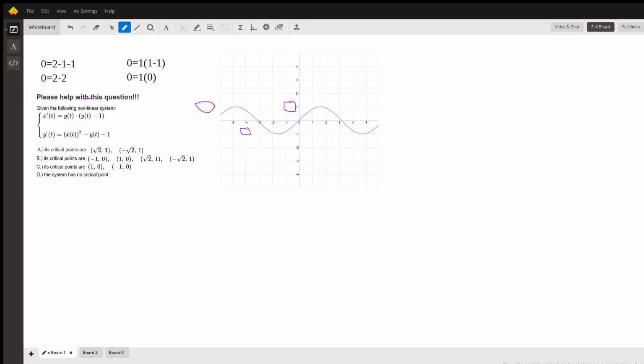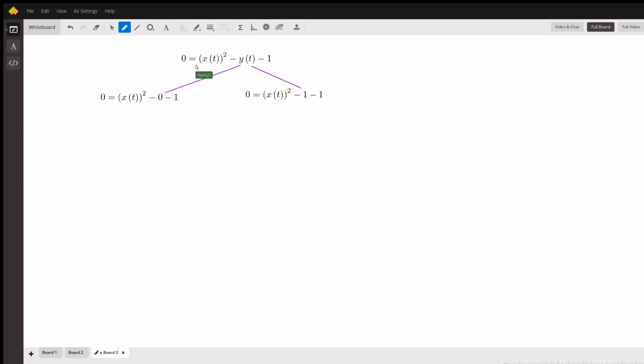When we get to our second equation, we have a little bit of a trick there. Y prime of t equals x of t squared minus y of t minus 1. So we have both x of t and y of t in this equation. When we plug in 0 for y prime of t, we still have an x of t and a y of t. But based on the work we just did, we know there are only two options for y of t, 0 and 1. So we're going to split this into two cases: in one we plug in 0 for y of t, and in the second we plug in 1. Now this is a simple algebraic problem to solve.